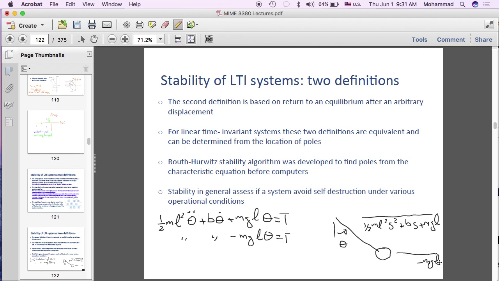And if you apply the quadratic formula, a is 1/2 ml squared, b happens to be b in this case, and c is either plus mgl or minus mgl. If you apply the quadratic formula, you can see that this would give you a positive real part. It's minus b plus or minus the square root of b squared minus 4ac. So if c is negative, your minus 4ac basically becomes positive, so you push one of the two poles to the right of the imaginary axis.